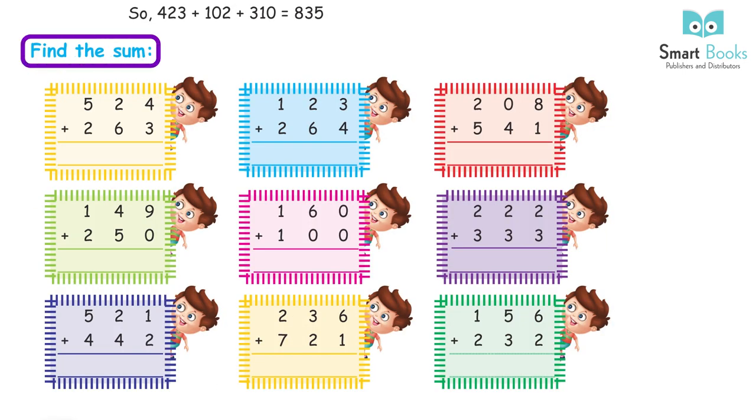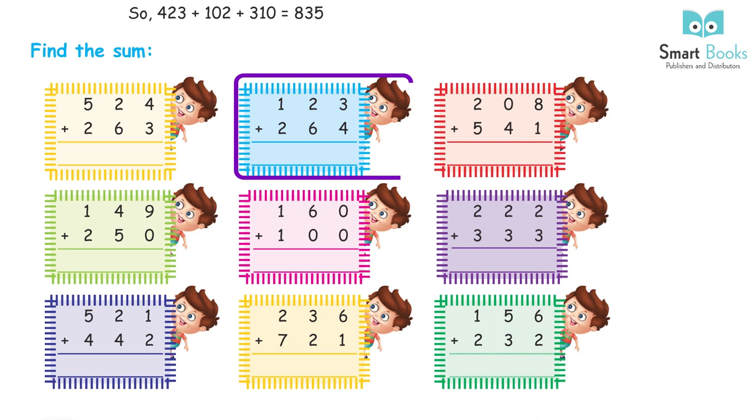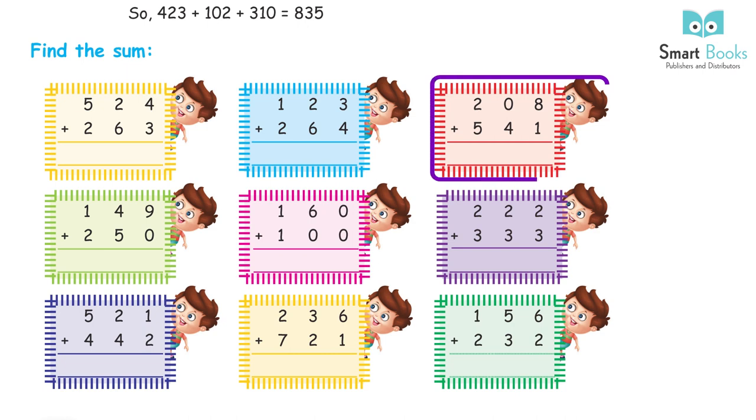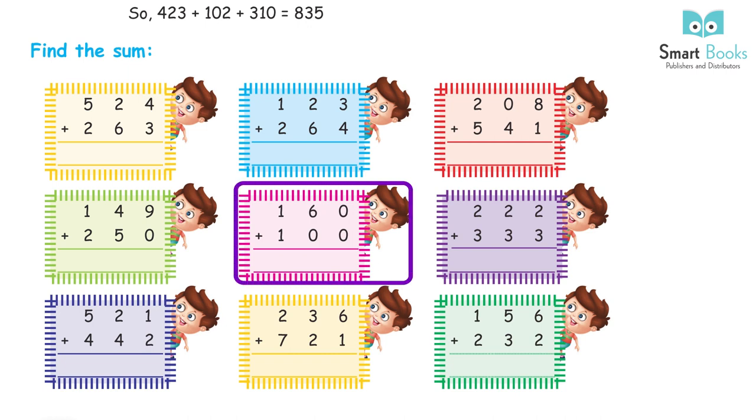Find the sum. 524 plus 263 is equal to 787. 123 plus 264 is equal to 387. 208 plus 541 is equal to 749. 149 plus 250 is equal to 399. 160 plus 100 is equal to 260.